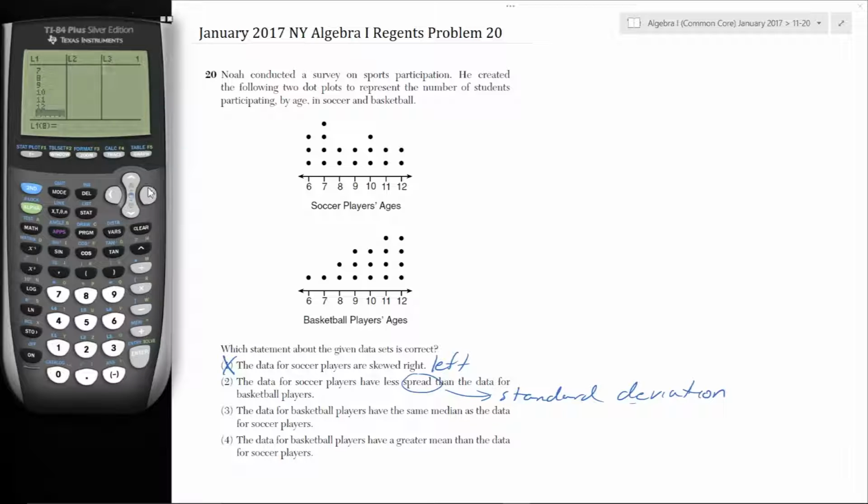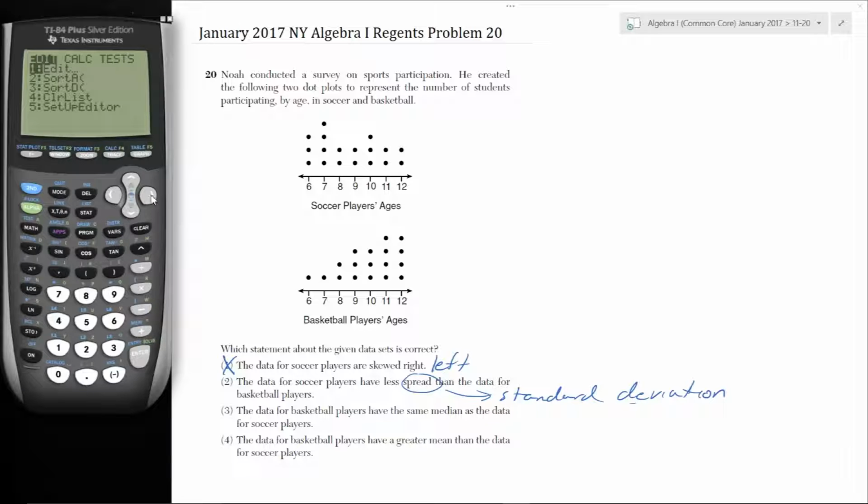Now, I don't recommend that you calculate the standard deviation necessarily, but L2 will be the list of how often each one occurs. 6 occurs 3 times, 7 occurs 4 times, 8 occurs 2 times, 9 occurs 2 times, 10 occurs 3 times, 11 occurs 2 times, and 12 occurs 2 times. Now you check that everything got matched well.